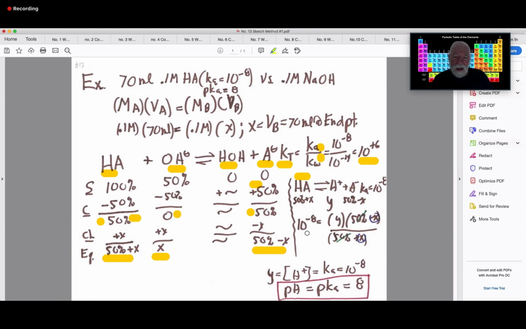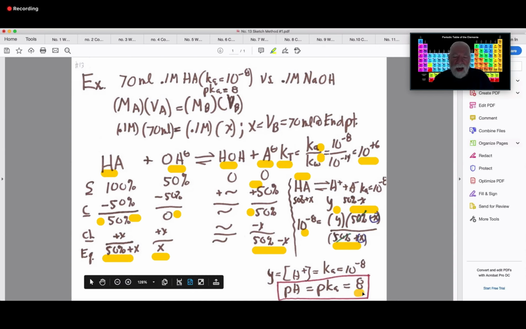Plugging into the mass action expression, notice what we have. So the K sub A, 10 to the minus 8, is equal to hydrogen times A minus over the molecules of the acid. Now notice how nice the math is. If you ignore the X's, the 50% cancel out, and Y, which is the hydrogen concentration, is equal to K sub A, which is 10 to the minus 8. So here's something worth memorizing. It's that easy. The pH halfway through the endpoint is always equal to the pK sub A. In this case, it was 8.